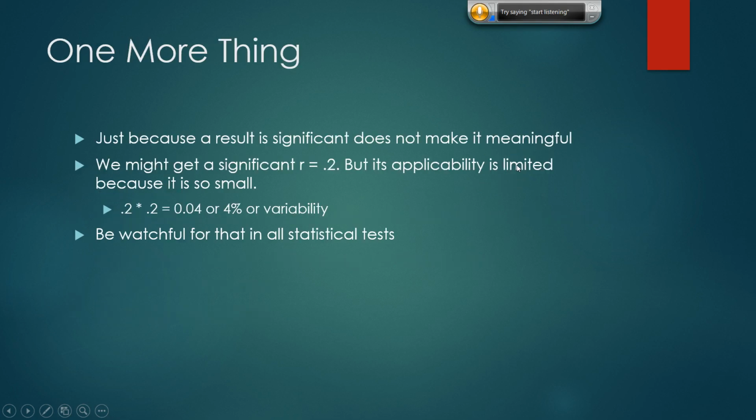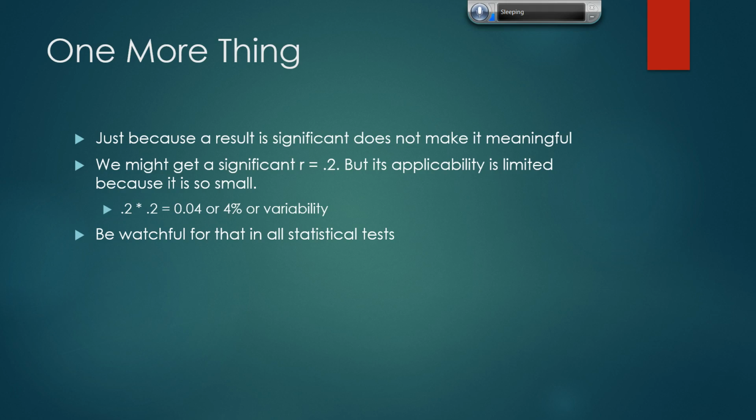All right, just a couple more things. Just because a result is significant does not make it meaningful. I've already talked about that a little bit, but we might get a significant correlation coefficient of 0.2, but that's fairly minor, it's fairly low. And if you calculate its R squared, it comes out to be 0.04, or if you convert that over to a percentage, it's 4%.